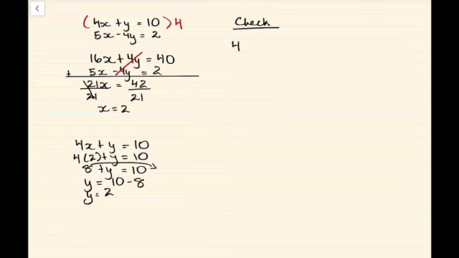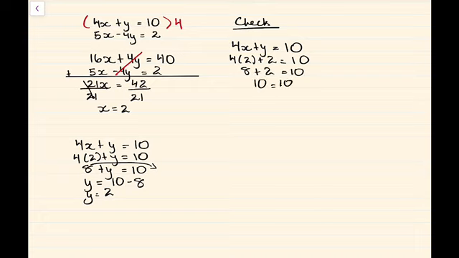We're going to use the first equation to check to see if our answer is correct. So 4x plus y, with x equal to 2 and y equal to 2, is going to equal 10. And 2 times 4 is 8 plus 2 is equal to 10. And we know 8 plus 2 is 10. So the answer checks out. And that's how to solve these pairs of simultaneous equations.